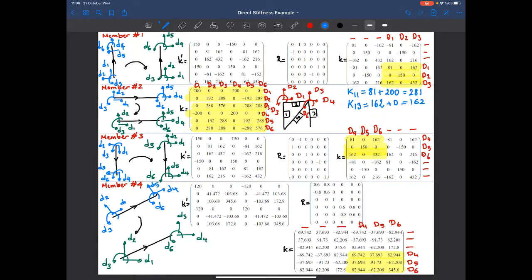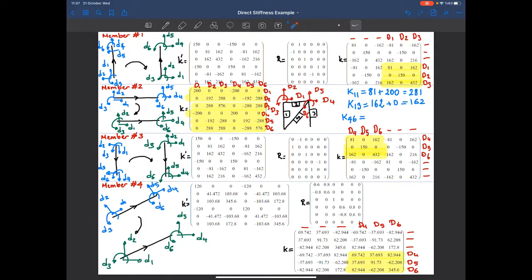Let's do K46. Okay. So K46. How much contribution will I get? I'm looking at this row. Okay, there's a unit translation in 4, and I want to keep the rotation equal to 0. K46 is this one, or you can just use this one, doesn't matter. The fourth row, 6th column will give you the resistance of this second member.